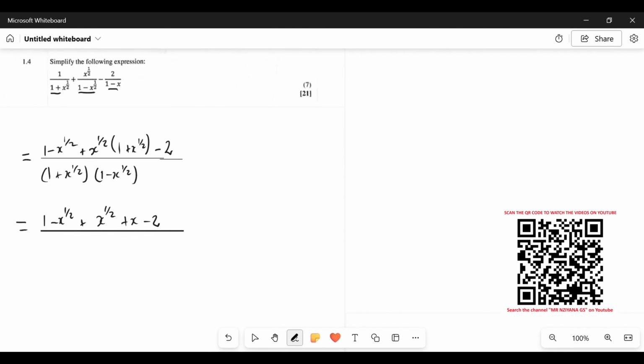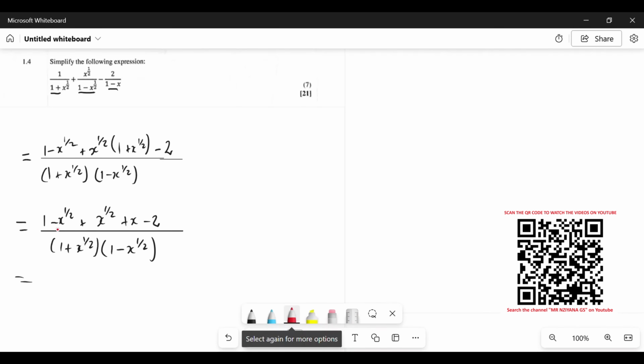And then we're going to write our LCD, which is 1 plus x to the power of half, then open bracket, 1 minus x to the power of half. There we go. Then from there, if we look at our numerator, we have like terms. We have negative x to the power of half and positive x to the power of half. These ones will cancel each other. And then we also have negative 2 and 1. So basically here we'll be left with x, that x there. Okay, and then we have negative 2 plus 1. This is going to give us negative 1. Divide by, remember, our LCD, if we fold this, this is going to give us 1 minus x.